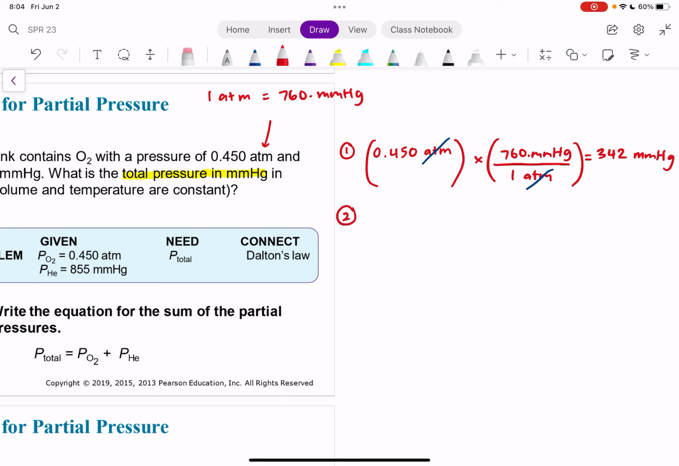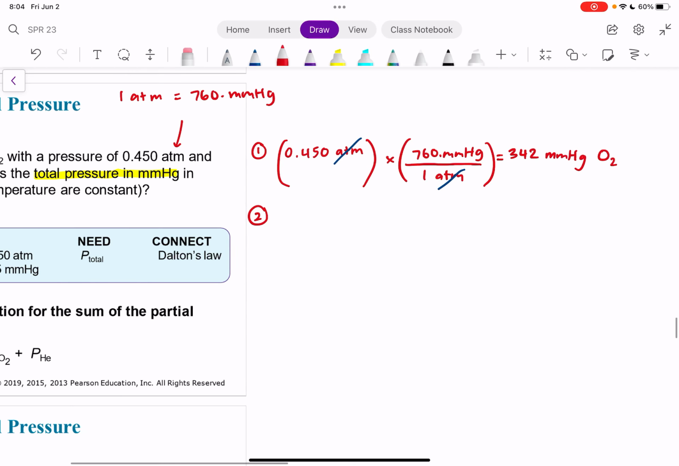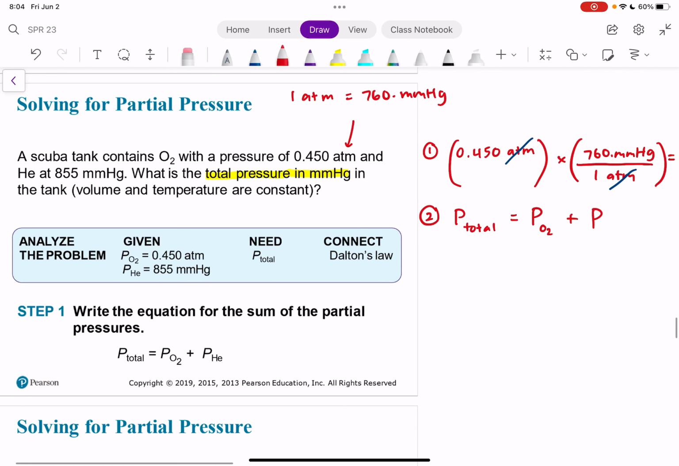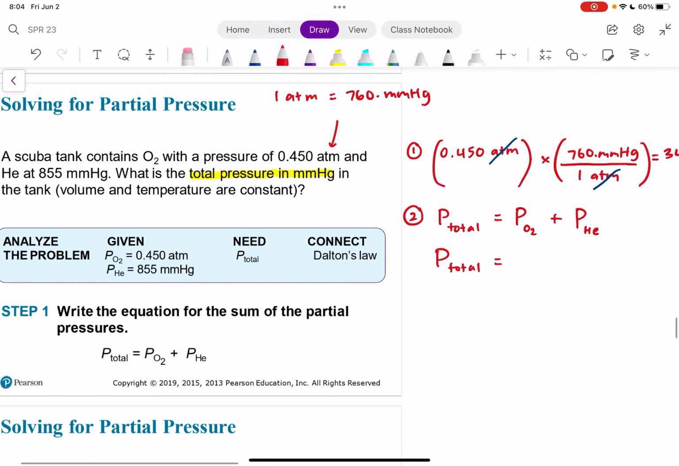All right, so step 2. Now we actually have millimeters of mercury for our oxygen partial pressure. So let's go ahead and write our equation. So we know that our P total equals the partial pressure of, in this case, oxygen, so I'll put O2, plus the partial pressure of, what was our other gas? Helium. So He. Okay, so P total is what we're solving for.